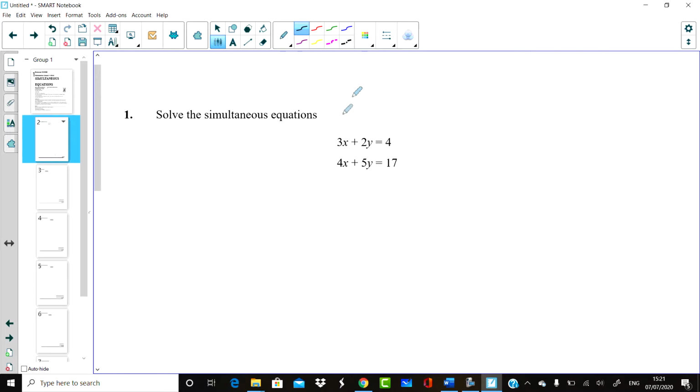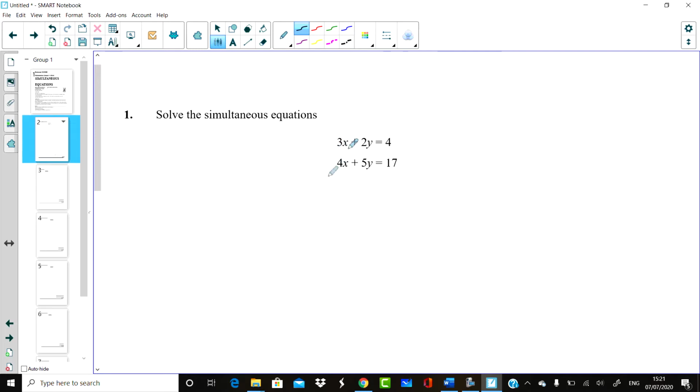So the steps involved, generally the first step that we do is we want to either get the x or the y into the same number. So we want to find a common multiple between x or y, and then we can cancel them by either adding the two equations or subtracting the two equations. So in this scenario, I'm just going to focus on the x.